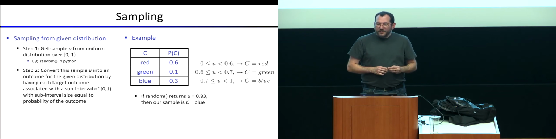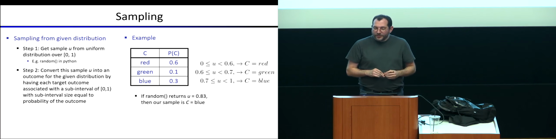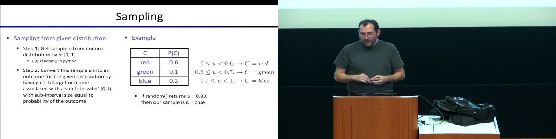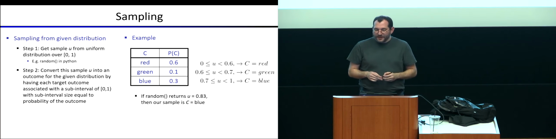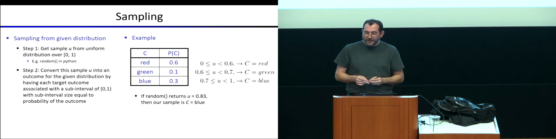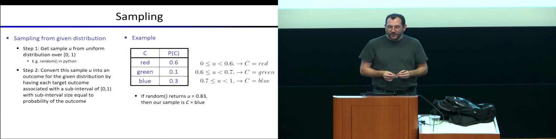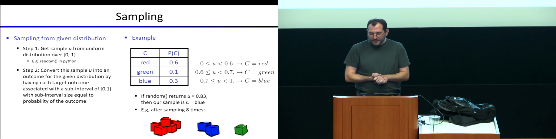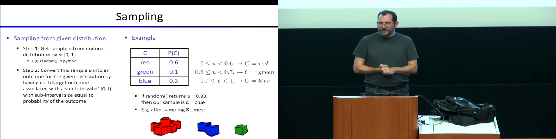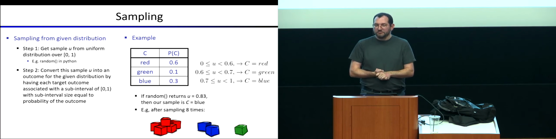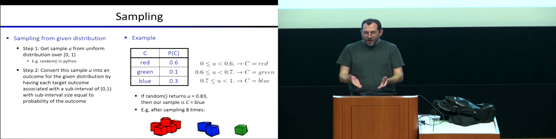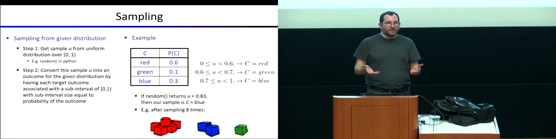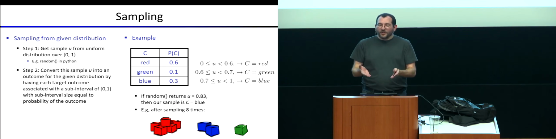Let's say my call to random returns 0.83. I would look and say, well, that's not in the first bucket, that's not in the second bucket, that's in the third bucket, so I'm going to say I just sampled the value blue. Now, why would I ever want to do that? I could draw a bunch of samples. If I sampled 8 times, I might get 5 reds, 2 blues, and 1 green. Do those seem plausible given these probabilities? They're plausible. Why would I ever want to do this?